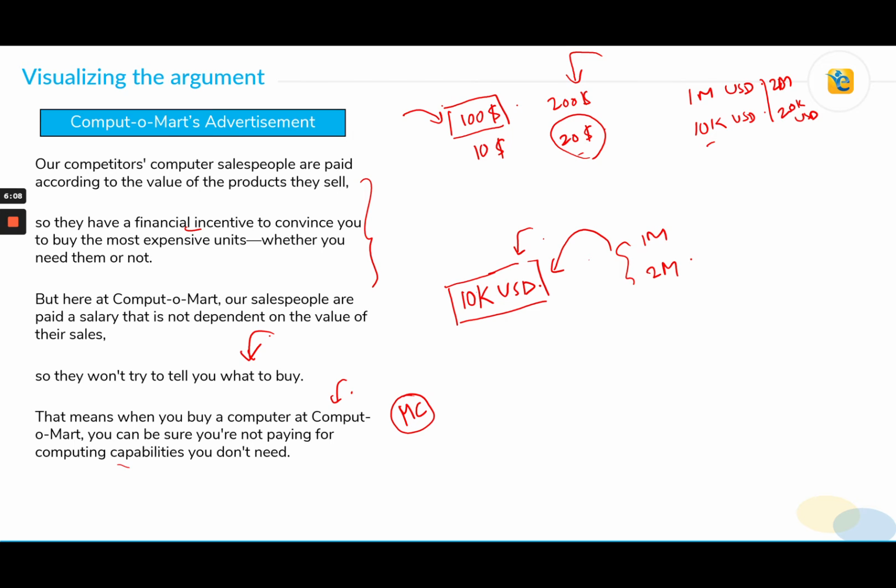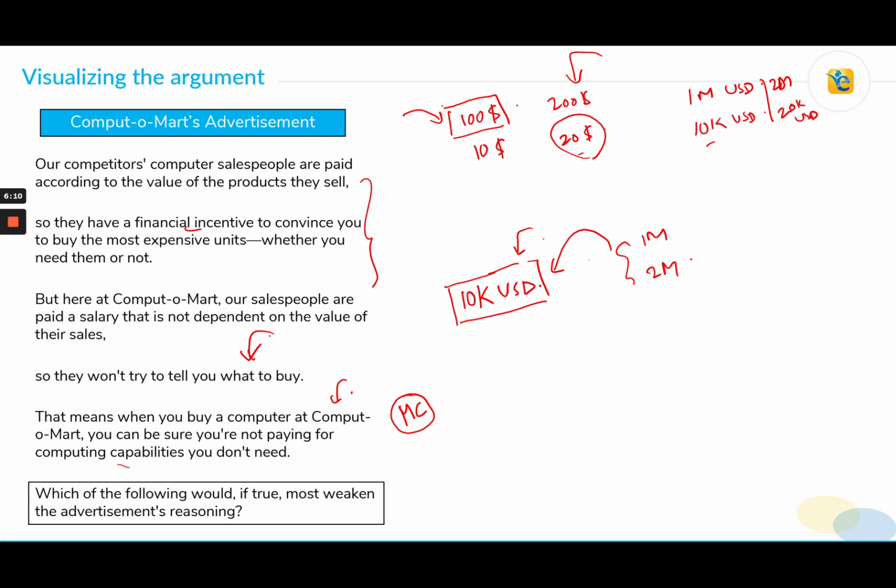Now, what is it that we are asked to do in this question? Which of the following would, if true, most weaken the advertisement's reasoning? So when you say you have to weaken the reasoning, let's understand what that means. You have all these premise statements: premise 1, premise 2, premise 3, and premise 4, and all this is fundamentally the reasoning. Based on this reasoning, there is this conclusion that's being drawn.